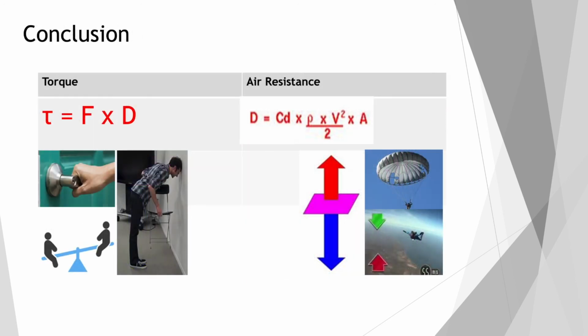To summarize, we have covered the concepts and applications of torque and air resistance. For torque, recall that it is dependent on force and its perpendicular distance from the pivot. It is present in daily activities such as opening our doors. For air resistance, recall that it is dependent on the drag coefficient. Drag can be very useful in activities such as parachuting and can be investigated further in our daily lives.